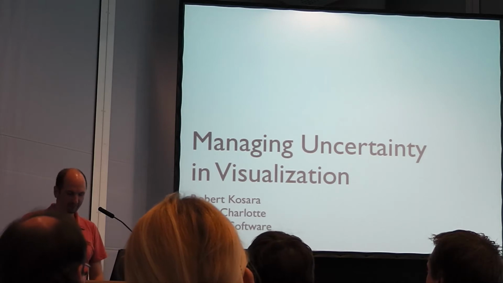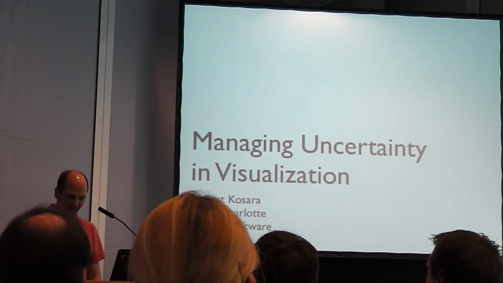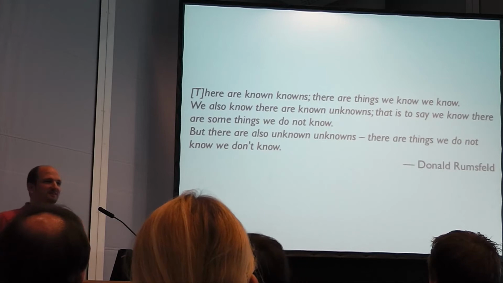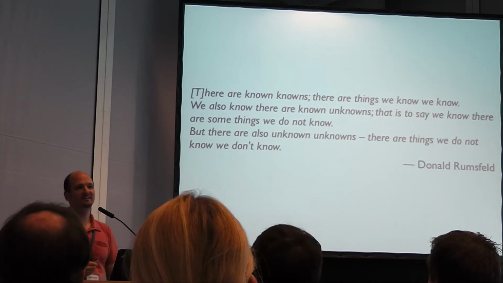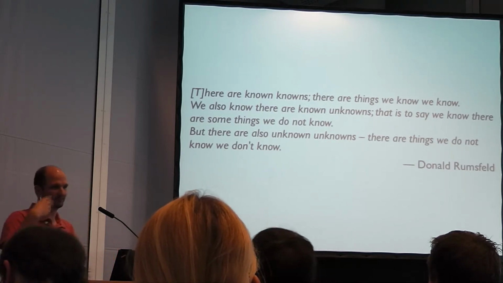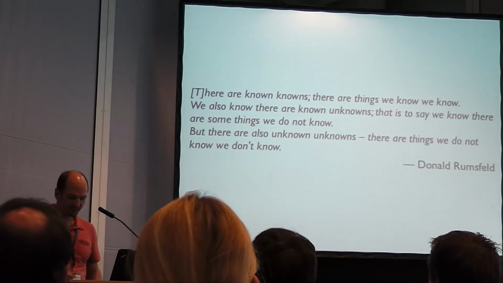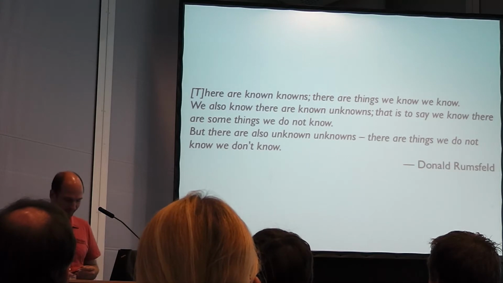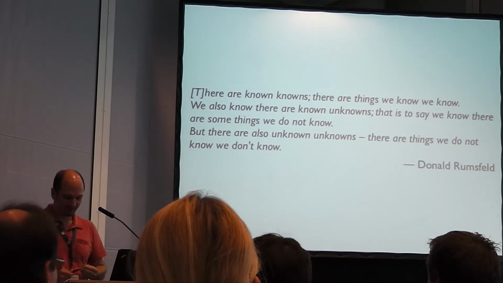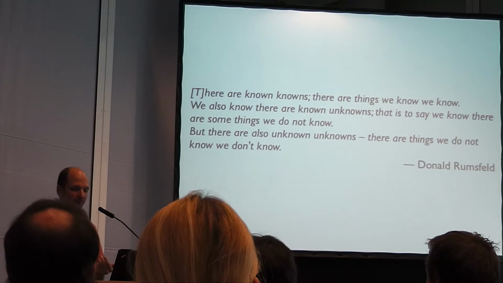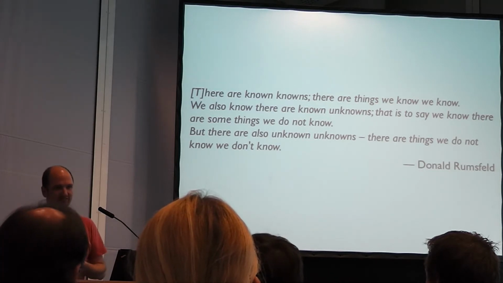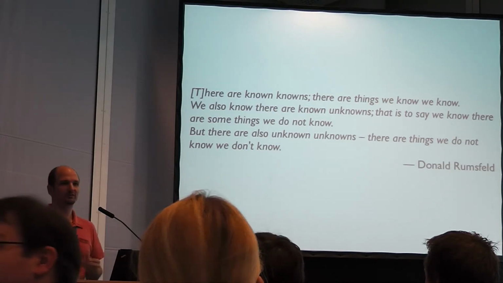So I wanted to start with a little quote by one of my big heroes, Donald Rumsfeld, who made this statement a while ago in the lead up to the war in Iraq, where he said, "There are known unknowns, there are things we know we know. We also know that there are known unknowns. That's to say, we know there are things that we don't know. But there are also unknown unknowns. There are things we do not know we do not know."